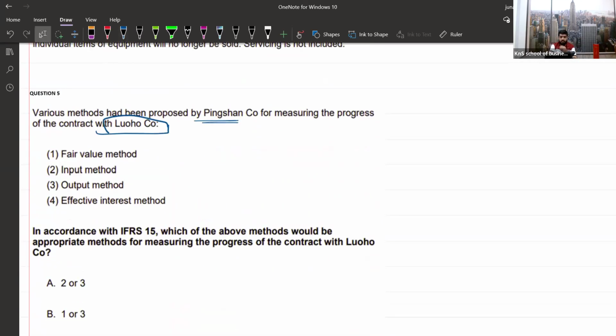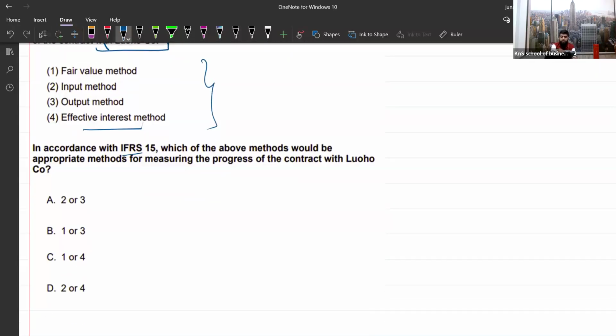Now, what is the requirement? Various methods are proposed, and these are the four methods being proposed by the company: fair value method, input method, output method, and effective interest method. Now, what is the requirement? In accordance with IFRS 15, which of the above methods would be appropriate for measuring the progress of the contract? That is a very easy question, I think. As per IFRS 15, there are only two methods recommended: the input and the output method. So there is no difficulty in it. The answer for this one is 2 and 3, that is option A. Option A is going to be the correct answer. That was a very easy question.